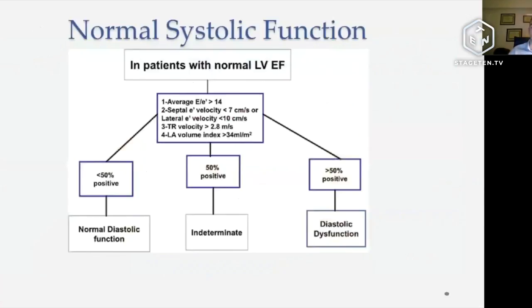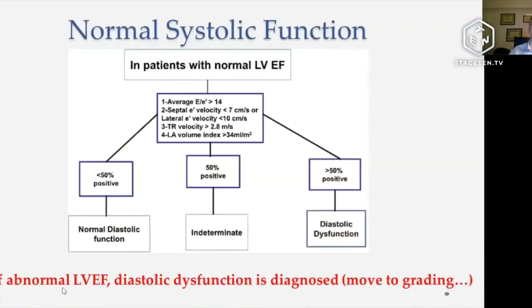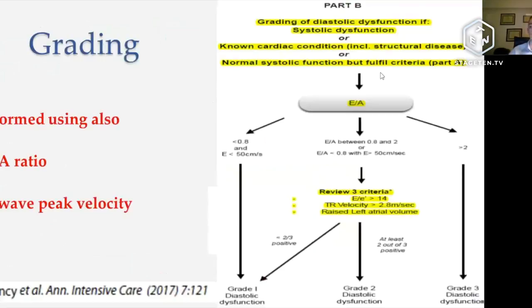One very big change, and please keep this in mind, is that with the new guidelines, the authors state that if a patient has an abnormal LV ejection fraction, by definition, there is diastolic dysfunction. So all the patients with, let's say, 45% ejection fraction will have diagnosed diastolic dysfunction, and then we have to move to grading.